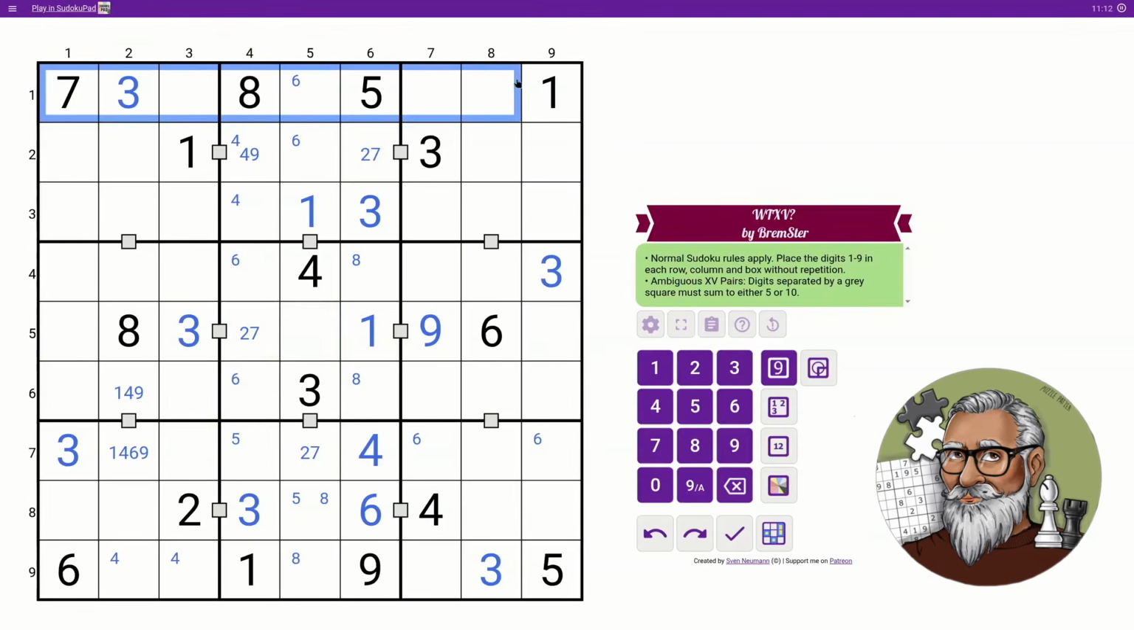What about row 1? Why do I keep on calling these columns? I have no idea. Right, where's 2? Multiple places. 4. Again, multiple places. 6. Even more places. Okay. No, none of that is helping. None of that is helping.